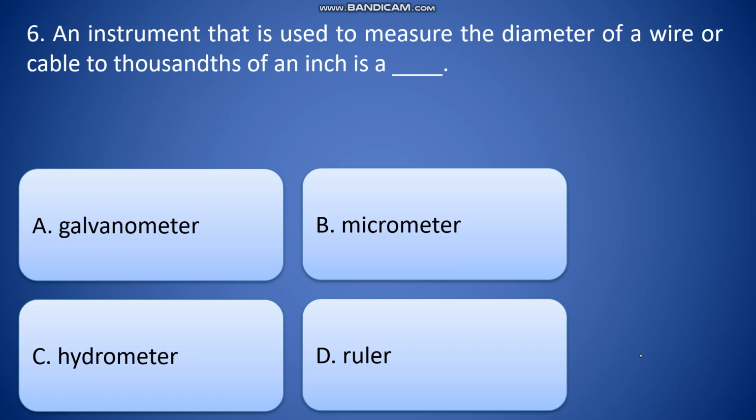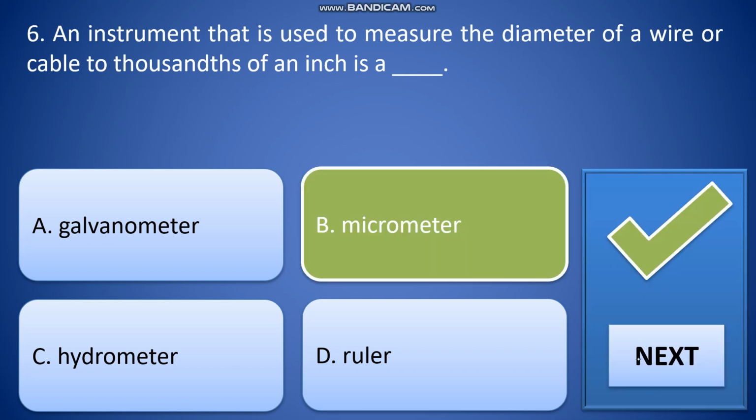Next, an instrument that is used to measure the diameter of wire cable to 1,000 of an inch is a ruler. Is not. Hydrometer is for water. And galvanometer. Ano ba yung galvanometer? The galvanometer is used for detecting the presence of small current and voltage or for measuring their magnitude. So, ang answer dito is B, micrometer.